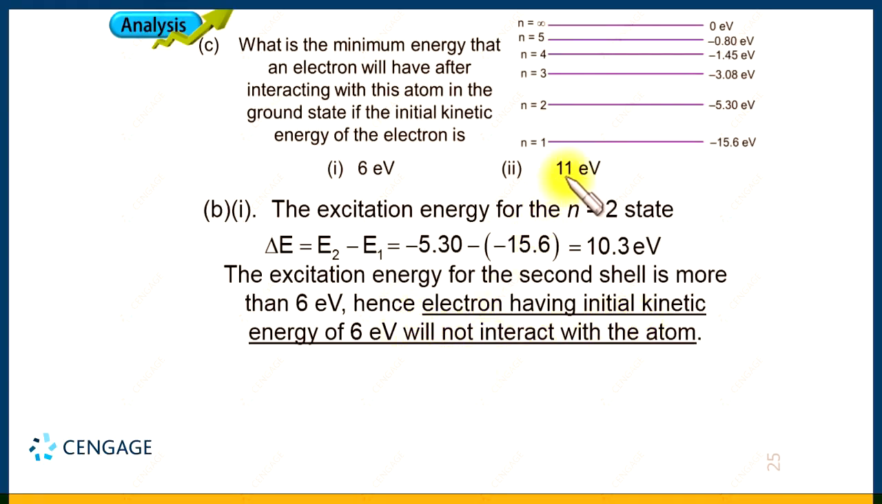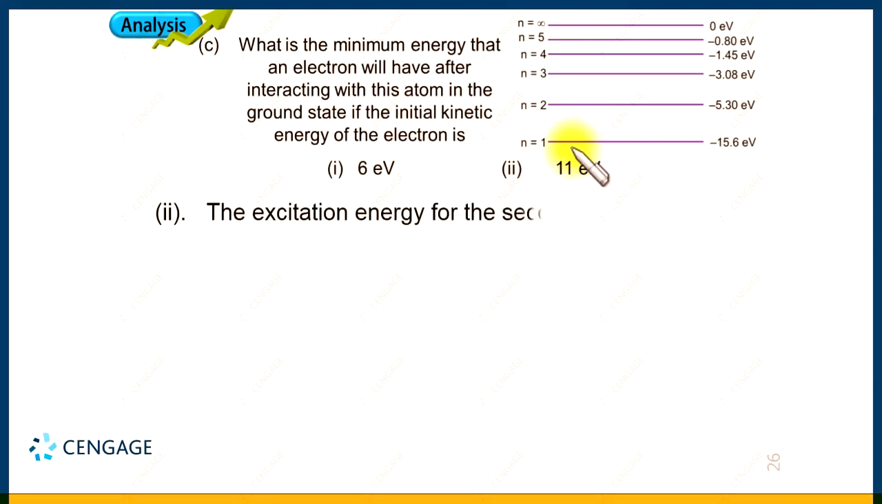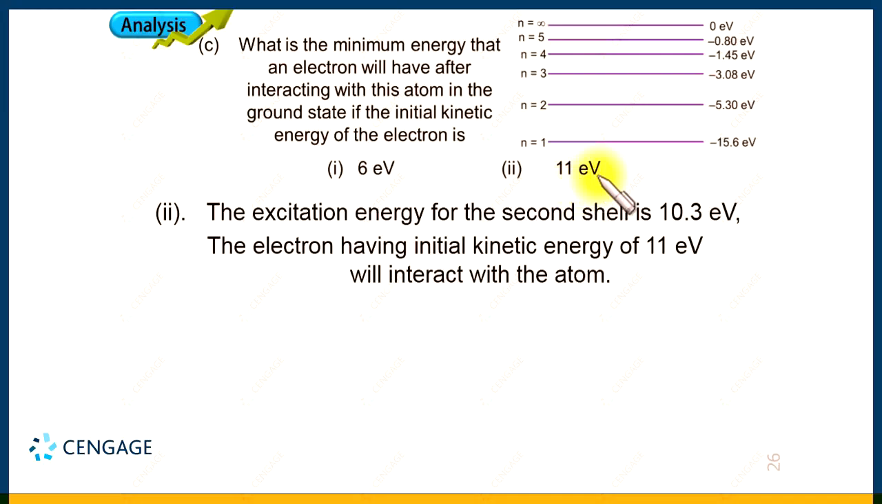Now move to the second part of the question. In the second part, the energy is 11 electron volt, and we have calculated the excitation energy for the second shell as 10.3 electron volt, and we have 11 electron volt. That means this electron can interact with the atom, right? Because it has this much energy, that is 11 electron volt. That means this electron is going to interact with the atom, and what will happen?